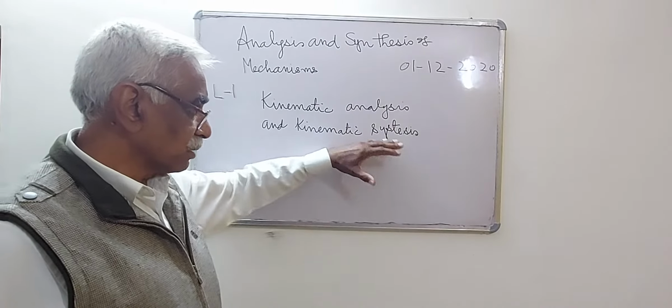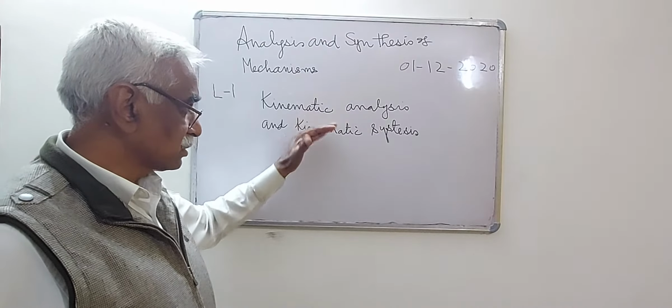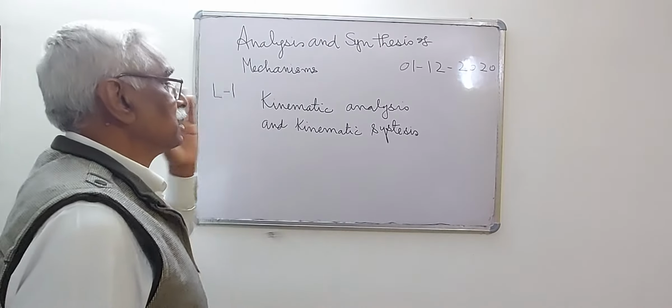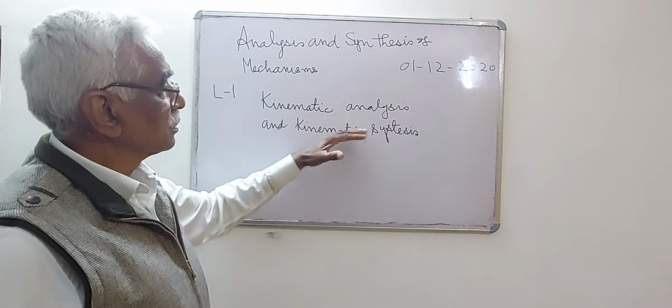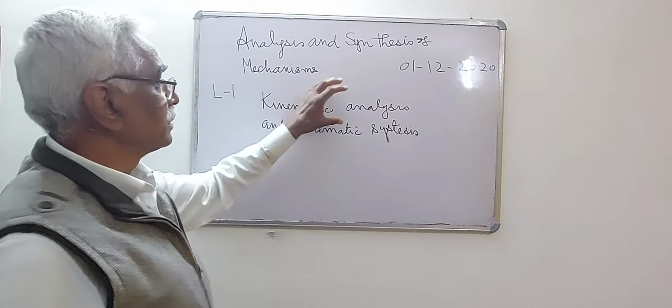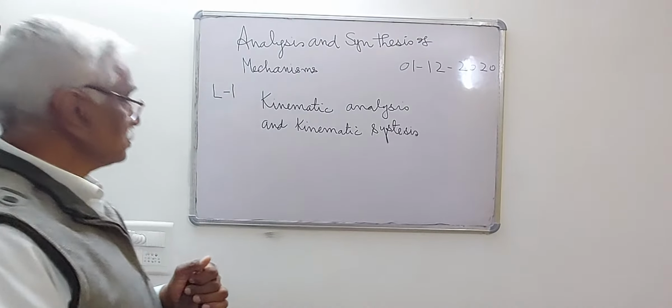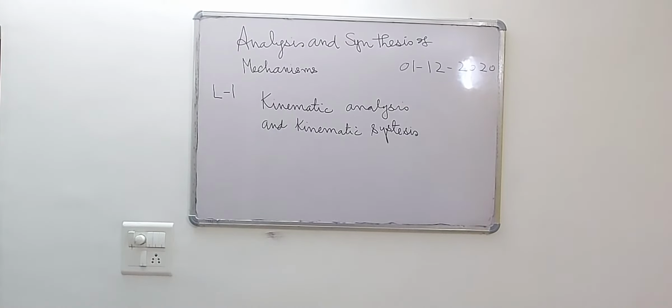In the design part, motion is given and the system, or the four-bar mechanism, is to be designed for a particular given motion. Kinematic analysis is used to determine the motion characteristics of a given mechanism with known geometry.